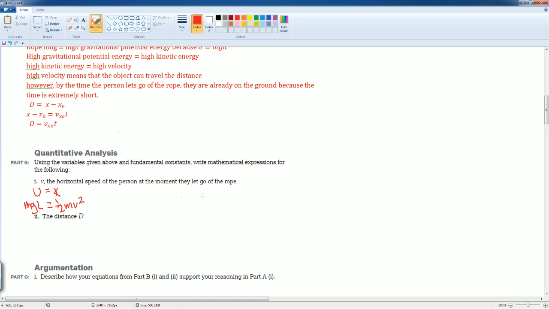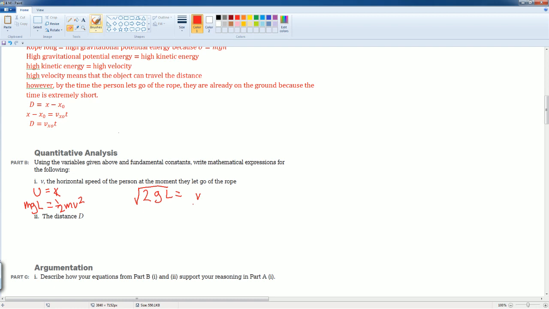If you solve for v, it should look like, let's see, gL equals 1/2 v squared, right? The mass cancels. 2 goes here. That's how you get rid of the 1/2. Then you square both sides. Okay. And that's how you get the v by itself. So v equals the square root of 2gL.